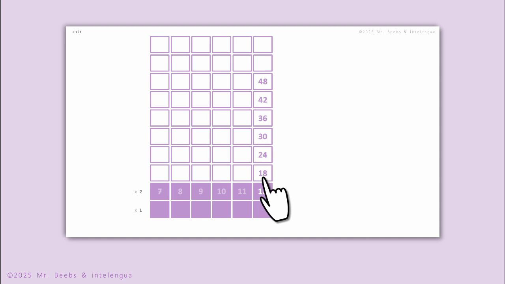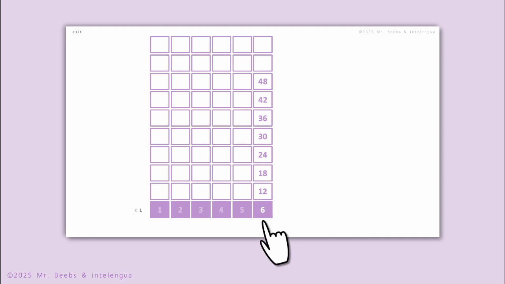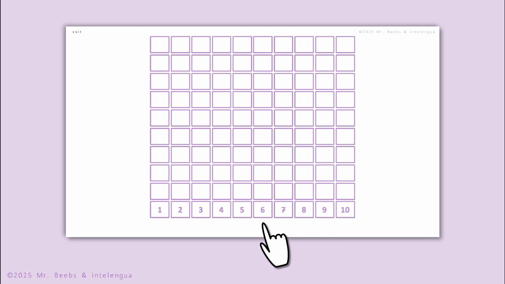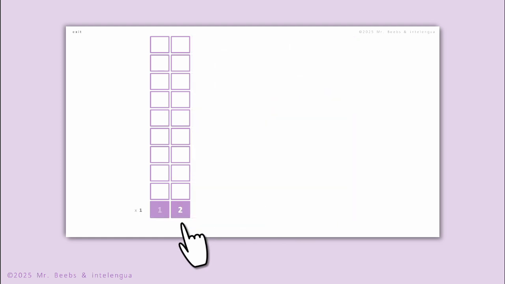18, 12, 6, and 0, which is also a multiple of 6. There are 0 rows of 6, which is 0. Now you can start over with another number. How about 2? After 0, the first multiple of 2 is 2.